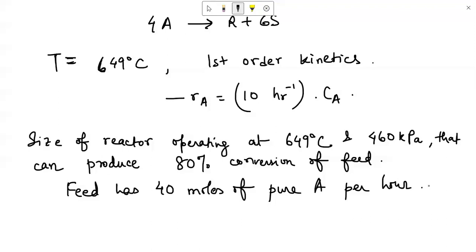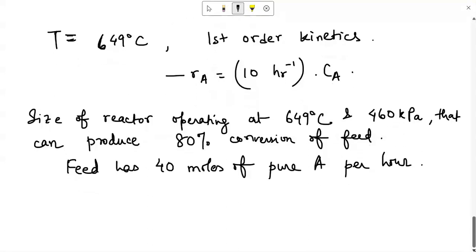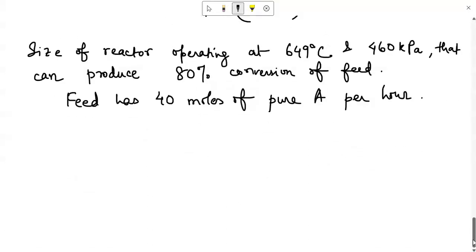Now let me draw a schematic of whatever the problem statement is going to discuss. Before I actually move to the solution, I will request you to pause the video and give this example a try on your own at first, and then proceed to see the solution. So hoping that you have done that, let's now see how we would solve this.